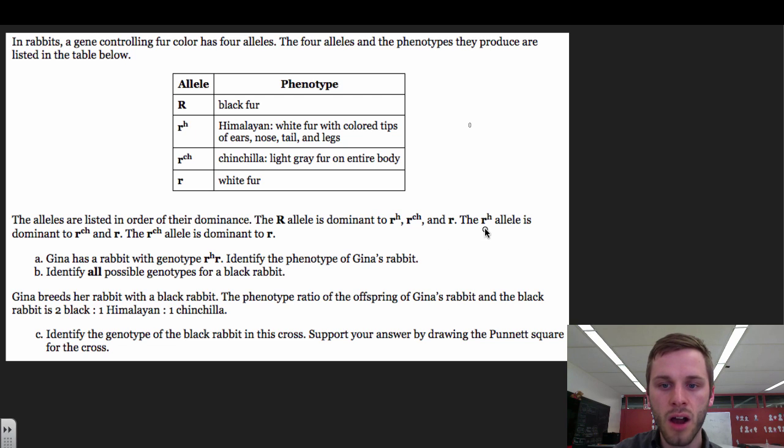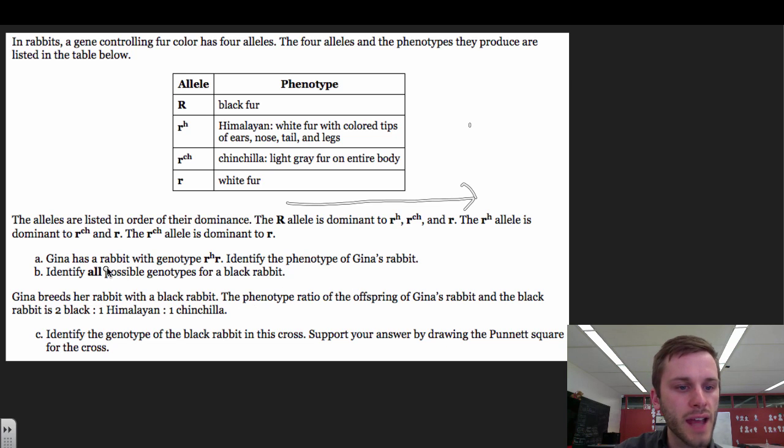Then it says the RH allele is dominant to RCH. So if we look at these two, this one right here is dominant to RCH. And also this one right here for the white fur. Finally, it says the RCH, the chinchilla phenotype allele, is dominant to little r, white fur. So basically, if you look right here, we're going from most dominant to least dominant.